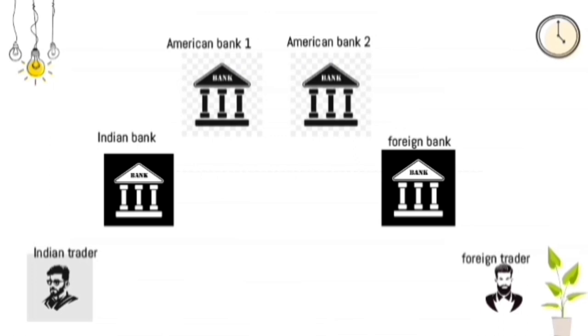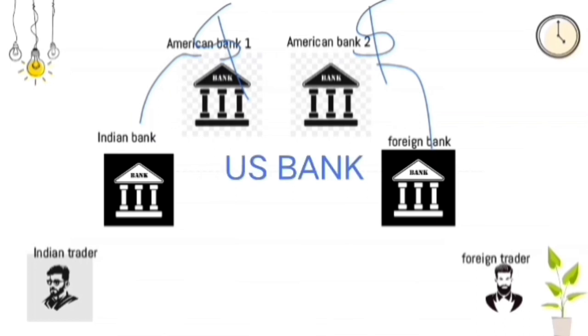The SWIFT network usually involves 6 different entities. These are Indian Trader, Indian Bank, American Bank 1, American Bank 2, Foreign Bank and Foreign Trader. Now the highlight over here is that the Indian Bank has an account in American Bank 1 where it has money in dollars. Similarly, the Foreign Bank, let's assume a Sri Lankan Bank, has an account in American Bank 2 where again they store their money in US dollars. This is because only American banks hold US dollars. This is the reason why almost all banks in the world have an account with a US bank where they have their money stored in dollars.